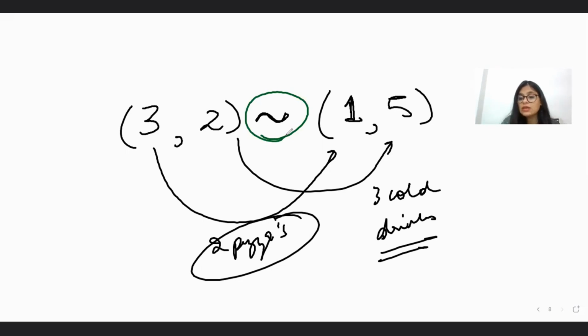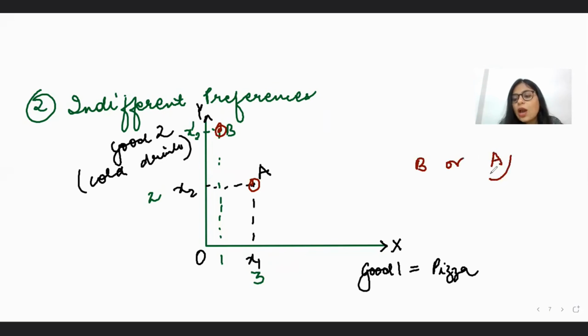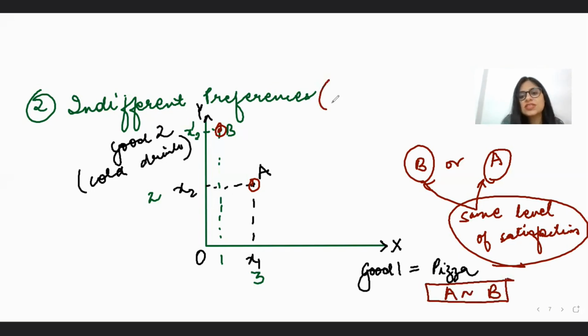So what is an indifferent bundle? Supposedly, this is 3,2, and now I give you 5 cold drinks, x2 dash, but I just give you 1 pizza. This point B right here. And now you tell me that either this point B or point A, both of these points give you the same level of satisfaction. If that is the case, then you are indifferent between bundle A and B. And the sign of indifference is this.